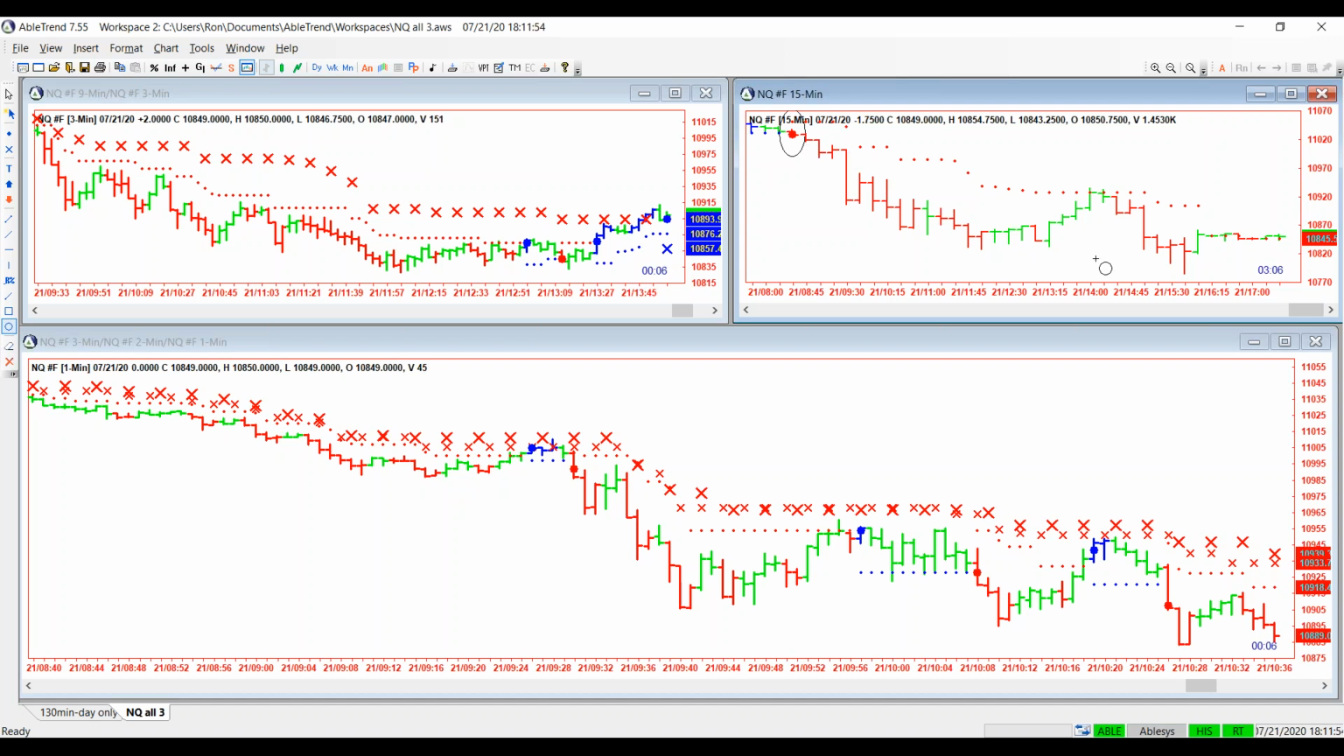All day long on the higher time frame. That doesn't mean we're not going to go long if we get a triple confirmation signal on the 1, 2, 3 chart. It just means that the overall trend is down, and that's nice to know.